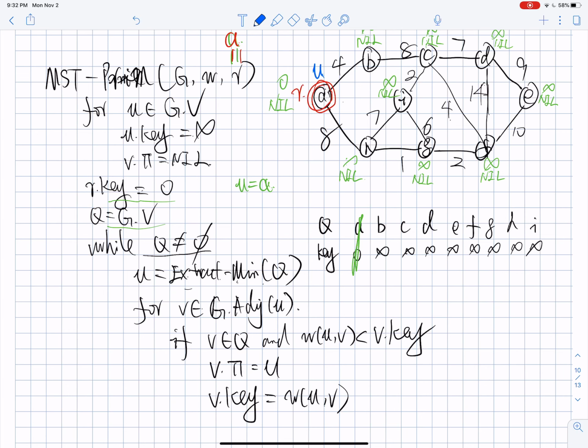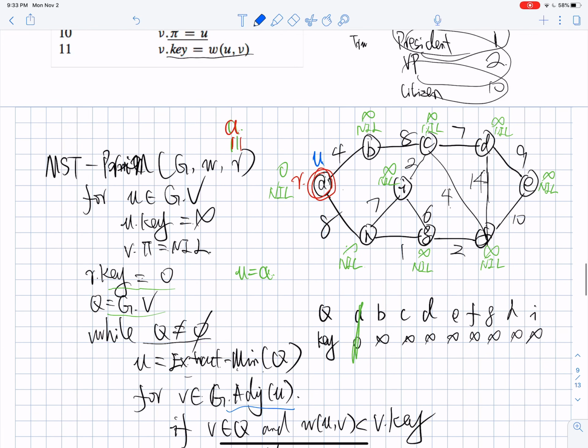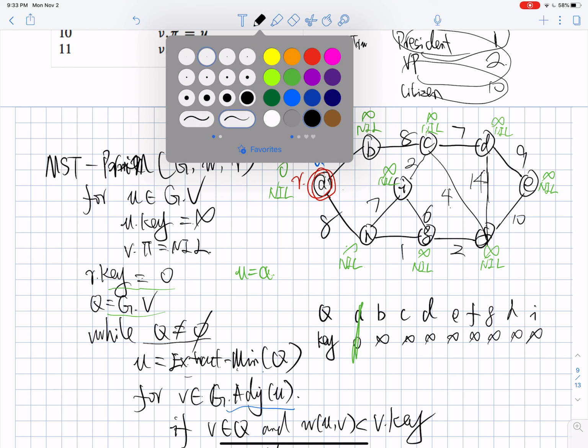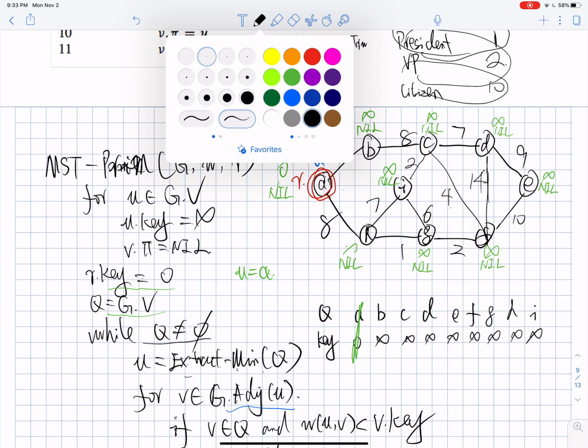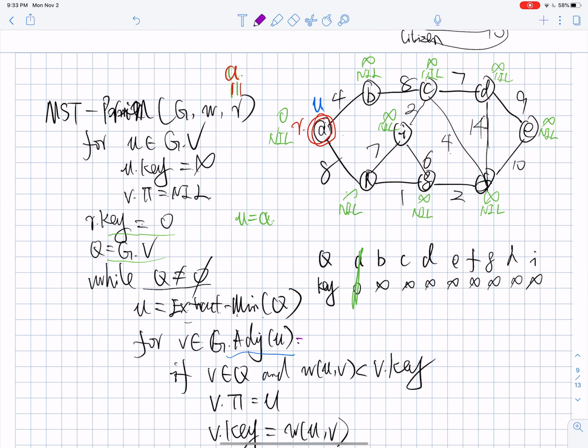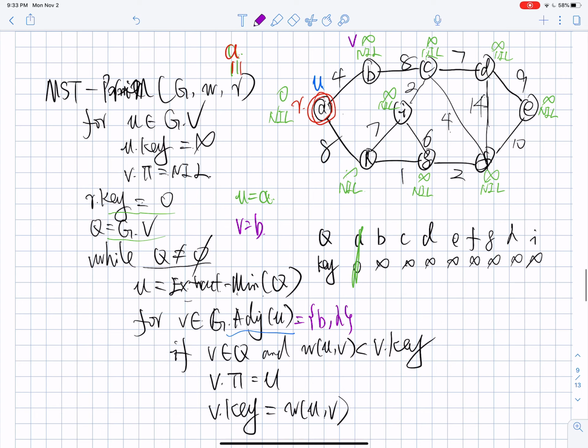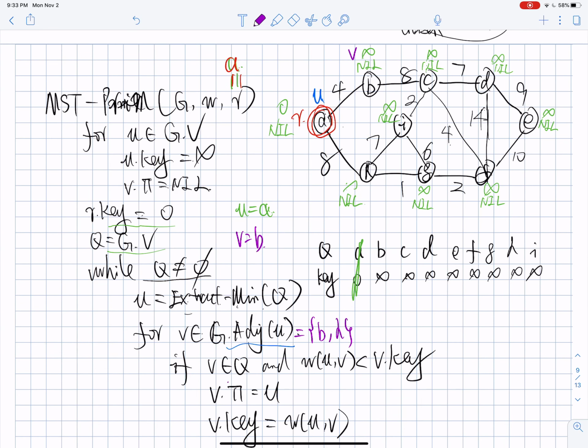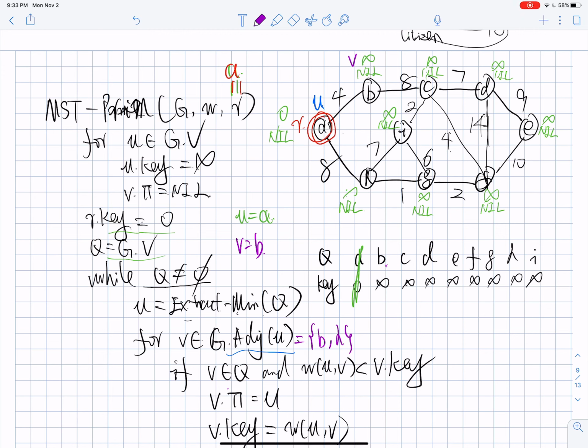And for every node V that is adjacent to U, the neighbors of U include B and H. I'm going to use purple color to denote the neighbors. So here we have the neighbors B and H. Now let's start with V equal to B. I'm going to put V over here. If V is in the queue, yes, V is B, so B is in the queue, and W(U,V) is less than the key, okay?